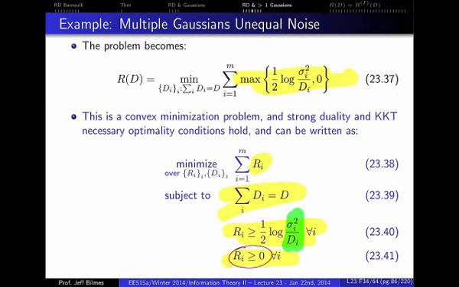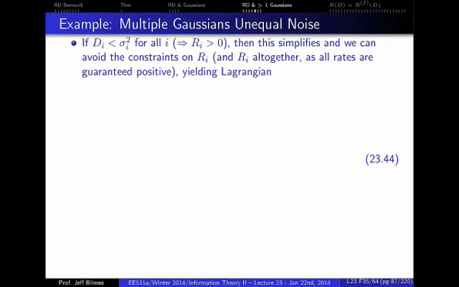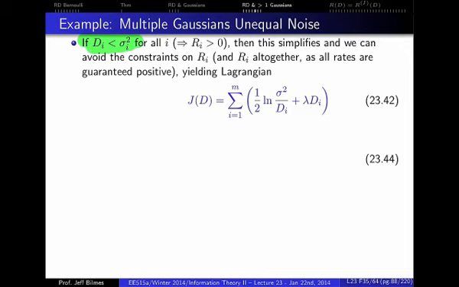So this is where we're getting intuition as to what's going to happen with things like the KKT conditions. Because whenever the distortion is strictly less than the variance, we can essentially avoid all of the constraints on R, or all of the variables R. And so this gives us the following Lagrangian. So now we have one Lagrange multiplier on the sum of D_i equals D constraint, which is expressed here.